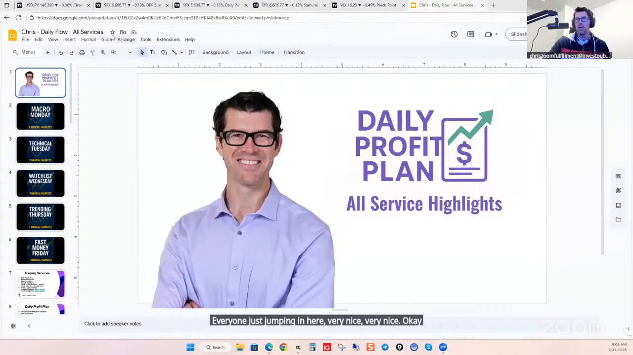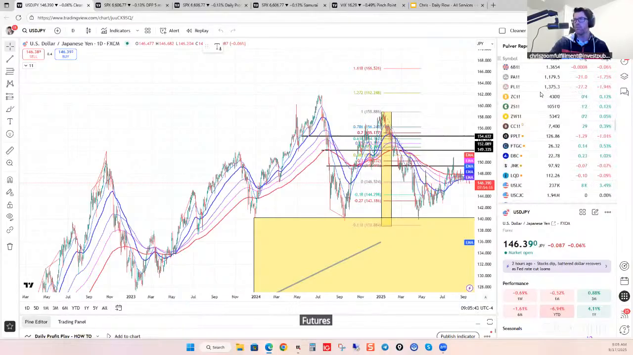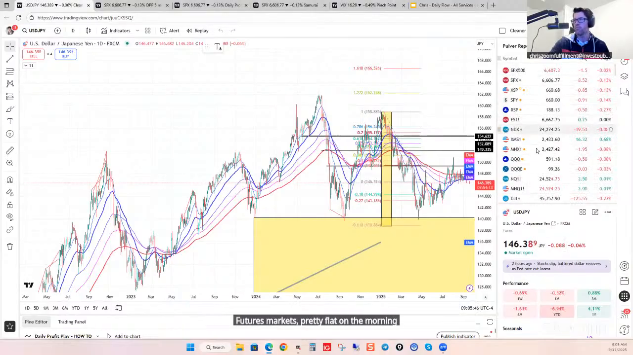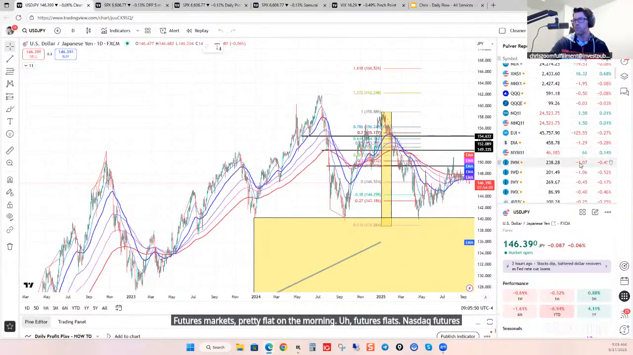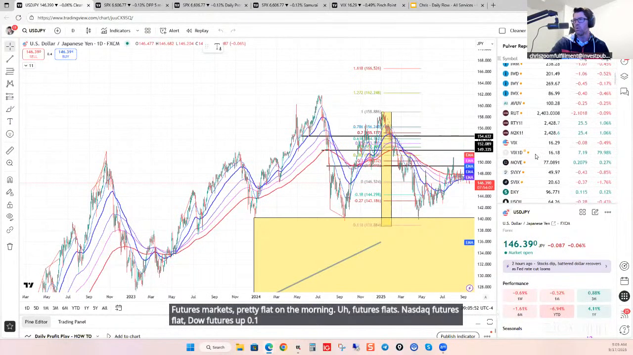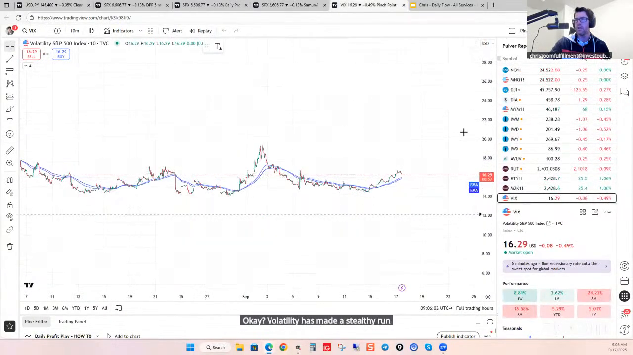Okay, we are looking at futures market. Pretty flat on the morning. Futures flat, NASDAQ futures flat, Dow futures up 0.14, Russell futures up 1%.